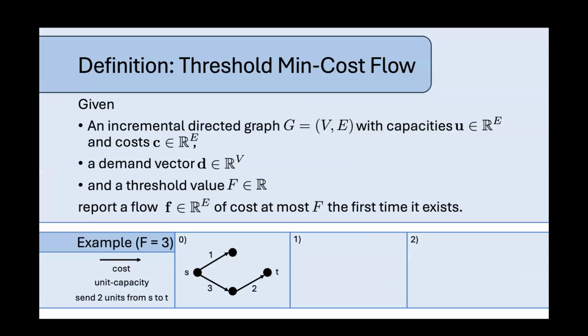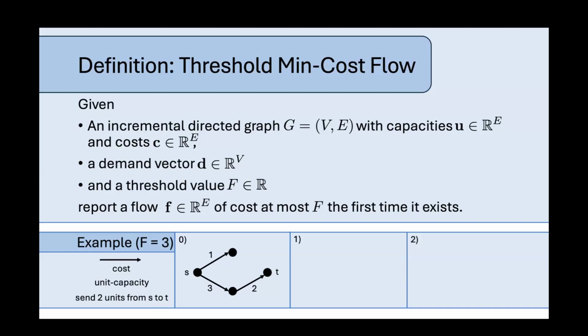You will see some similarities with incremental cycle detection, but it's going to be a bit harder to keep track of the parameters. So now the incremental directed graph G has two associated numbers with each edge. One of them will be a capacity, which you should think of as a positive integer. And the other one will be a cost, which can be positive or negative. Then there's going to be a demand vector d, which encodes how much flow you want to send from one place to another, and a threshold value, large F. The goal of the algorithm is to report a flow f of cost at most F the first time it exists, and this flow should not violate the capacities, and it should route the demands.